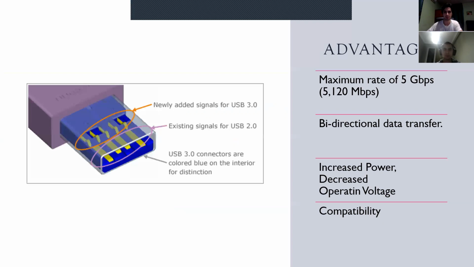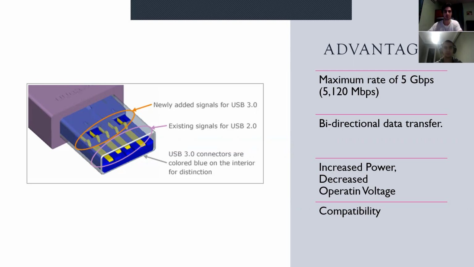As we mentioned, the maximum speed rate has been increased drastically. For example, in USB 2.0, the maximum speed was 480 megabits per second, and in USB 1.1, that speed was 12 megabits per second. The second advantage is the bi-directional full duplex data transfer. 2 of the 5 lanes are reserved for transmitting data, while another pair is dedicated to receiving data, meaning that USB 3.0 can read and write data at the same time at full speed.